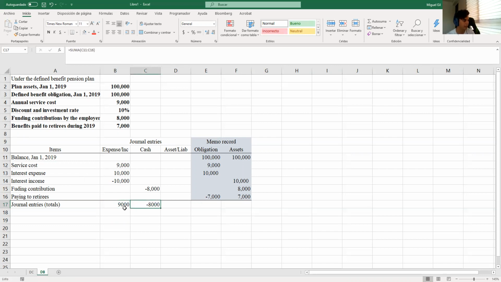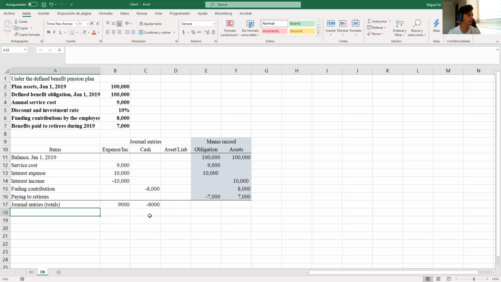That means that I will have to reflect an expense of 9,000 on the left, and then a decrease of 8,000 in cash, which will be on the right. And what do you think will happen in here? This is something very interesting, because I haven't done anything to reflect if the organization has more or less responsibility in terms of the fund.